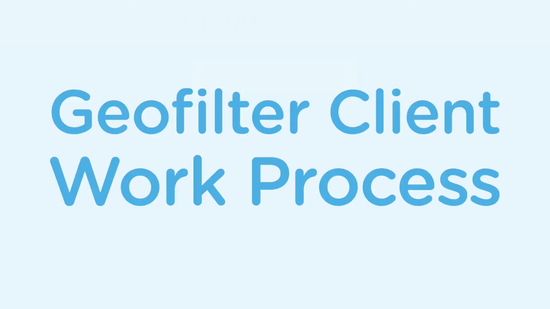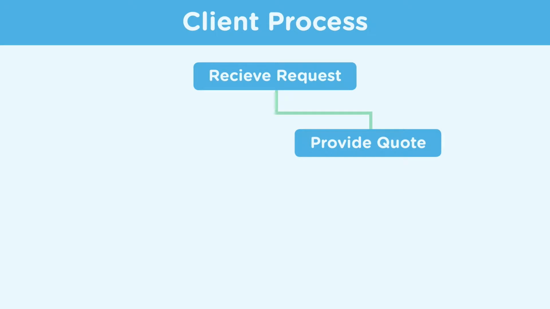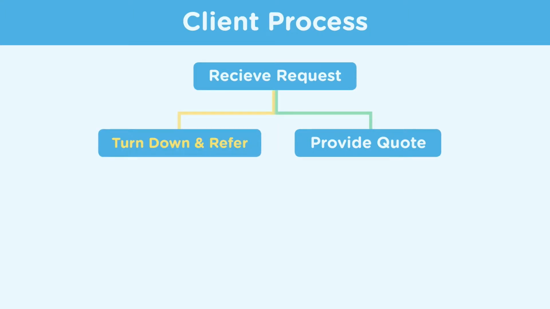So here's the complete process for working with Geofilter clients from start to finish. First, you should receive an email request with all the answers to the questions on your questionnaire. Once you've reviewed the request and decided that it's something you want to take on, you can go ahead and provide a quote for how much the project is going to be. However, in many cases, if the client doesn't seem like a good fit or the project doesn't seem viable, you can go ahead and politely decline the offer and then refer them to someone else.